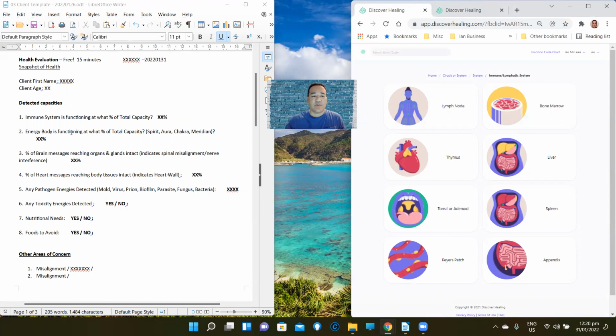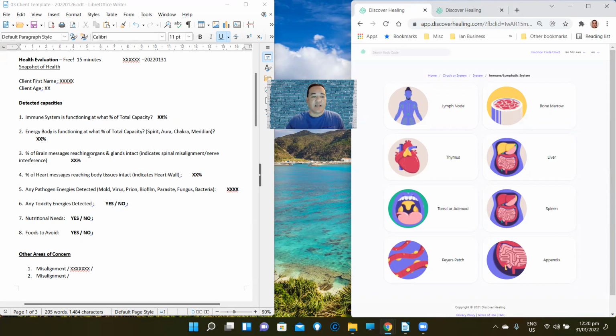The next one is the energy body, which is made up of the spirit, aura, chakras, and meridians. Again, I'll just measure a percentage between 0 and 100%.